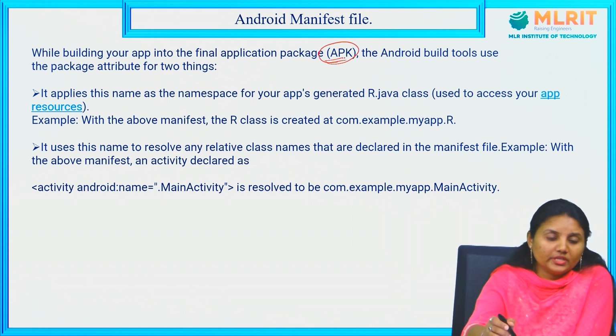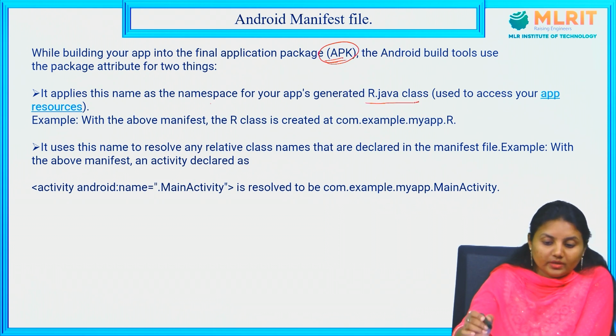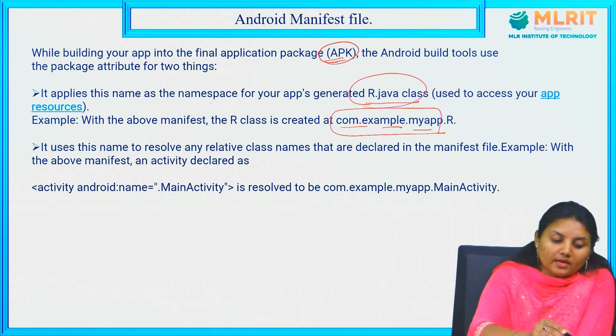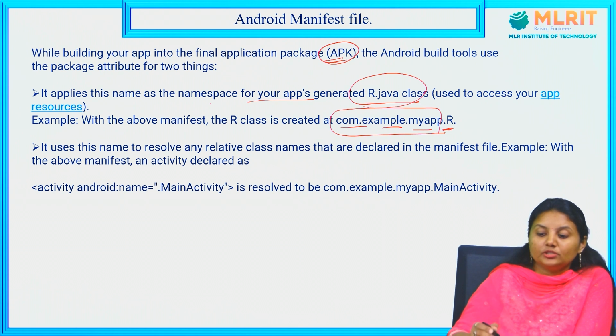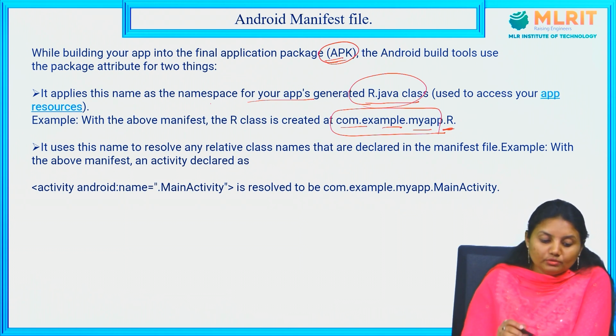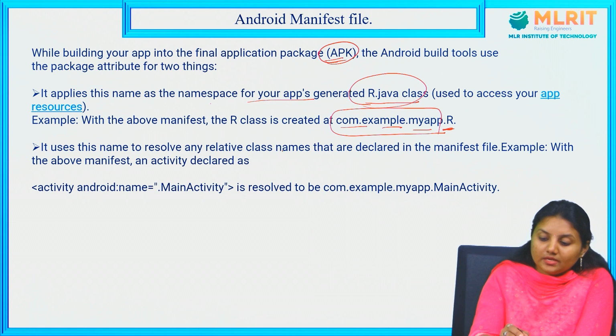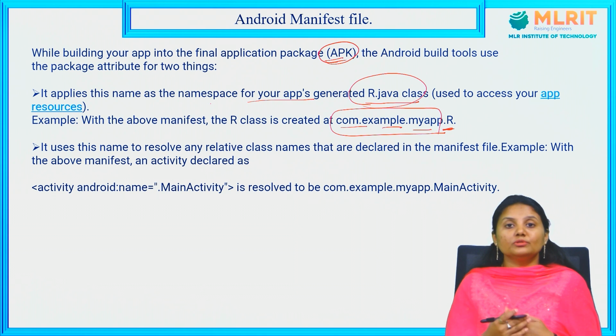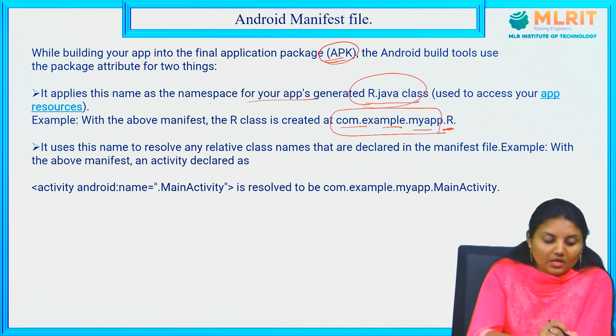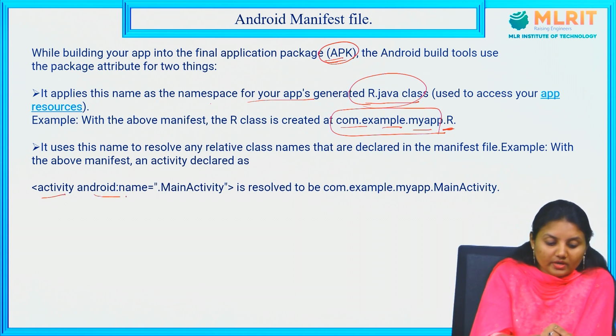It will use two things for this APK file. It applies this name as a namespace for the R.java class. Then you have to give com.example.myapp. This is the package name. If you want to apply this name as a namespace for your app's generated R.java class, you have to make sure you give .R also. So it uses this name to resolve any relative class names. If you have any same class names, it is used to avoid those ambiguities. So here we are giving activity, android:name, MainActivity.